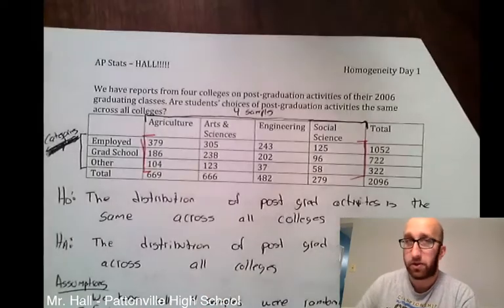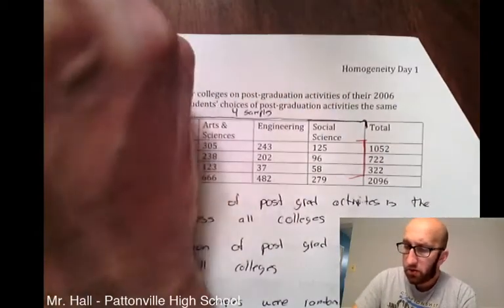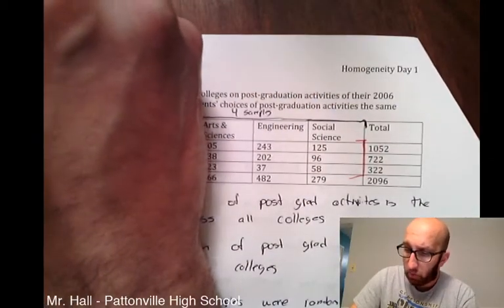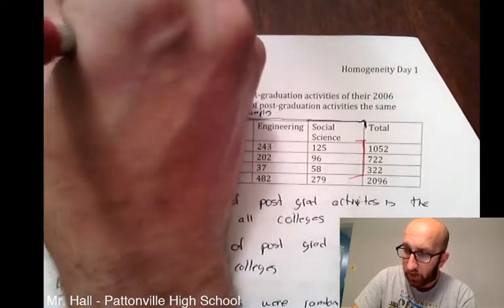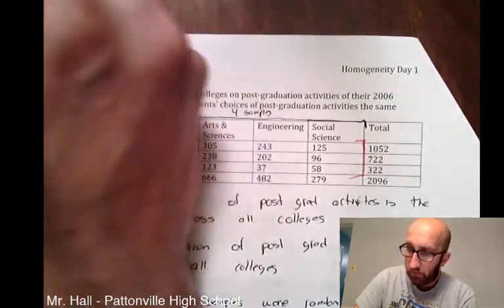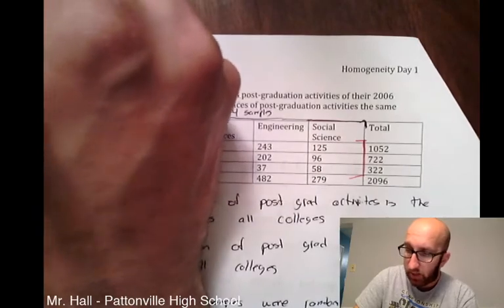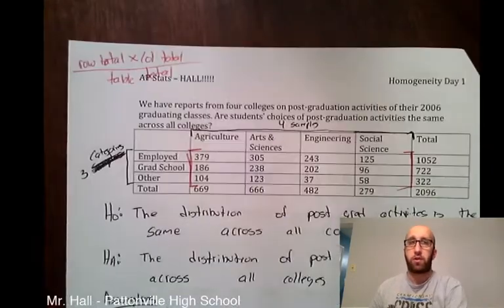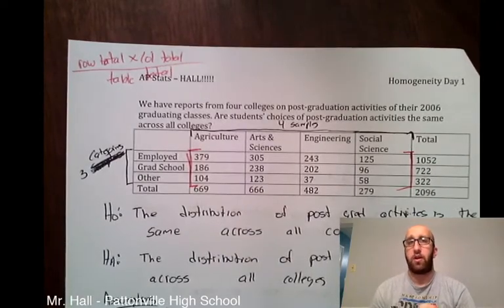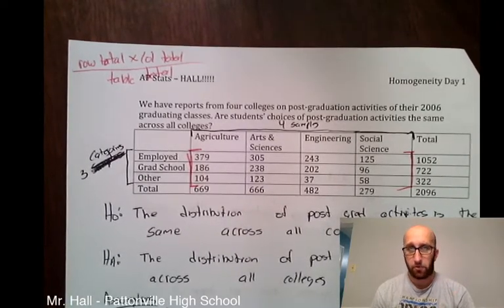Here's how you're going to do that. You're going to take the row total times the column total and divide by the table total. So the row total times the column total, divided by the table total.